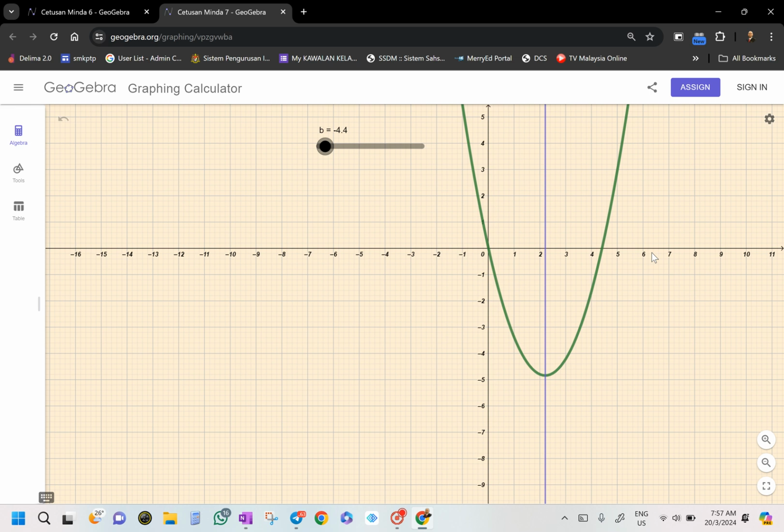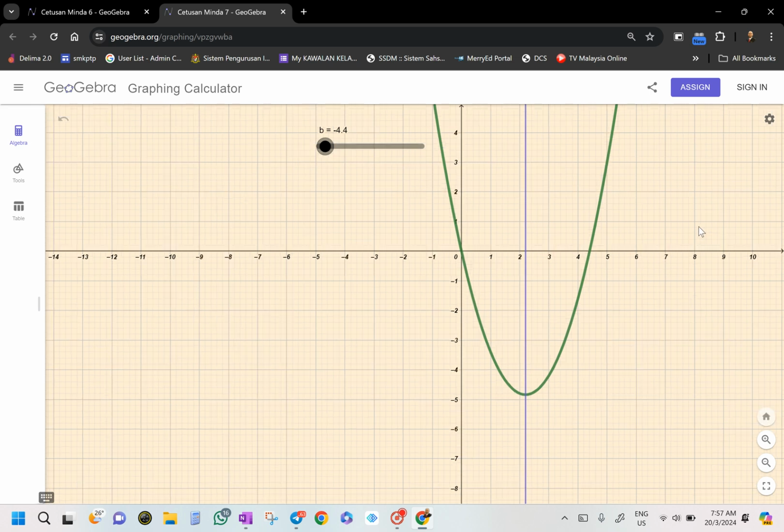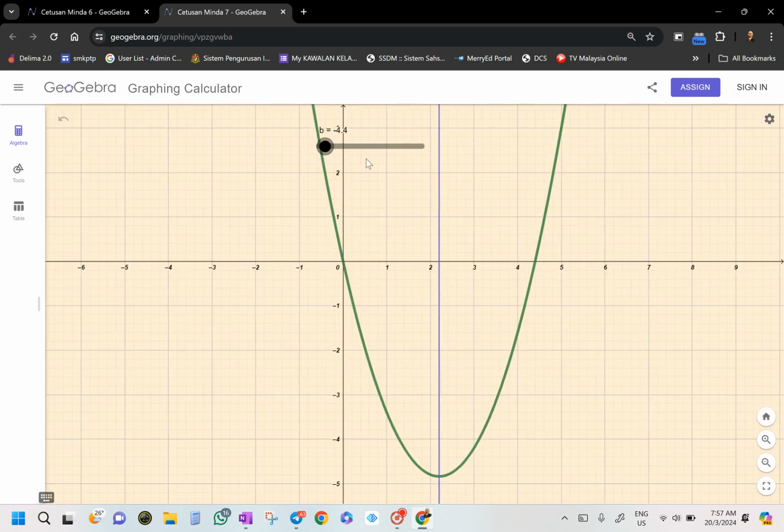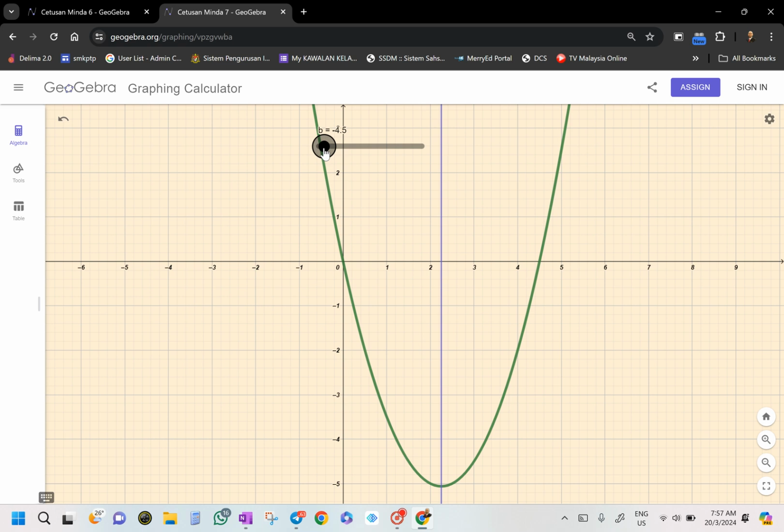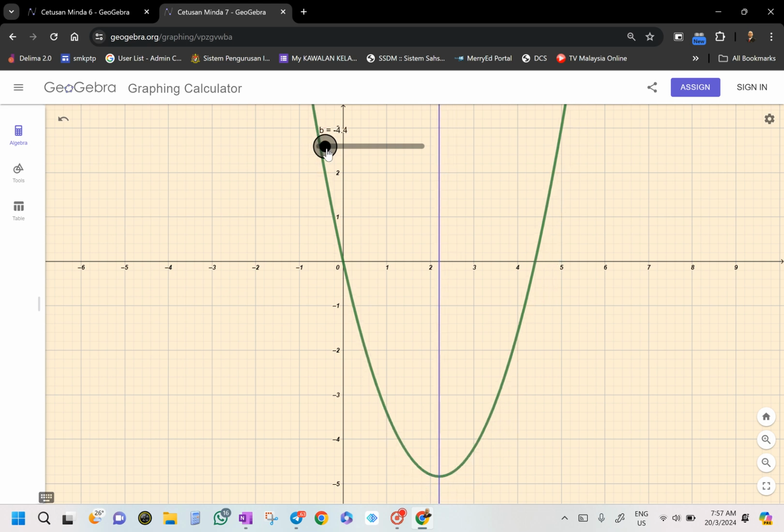Apa? Kita ada A, B, C. So A and C tak berubah. Okay, so means that B yang berubah. Okay, apa jadi? Cuba tengok. Boleh nampak tak? Boleh. Besarkan lagi. Okay, so this is our slider. Cuba tengok. Ini apa ni? B kita. Okay, saya tengok.